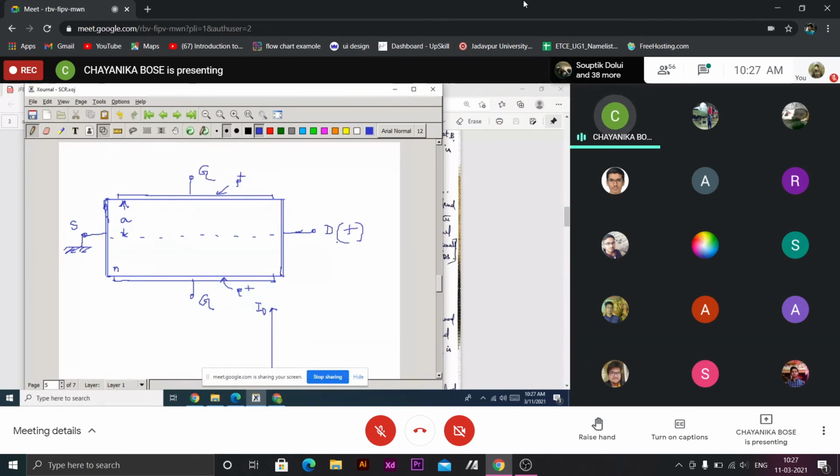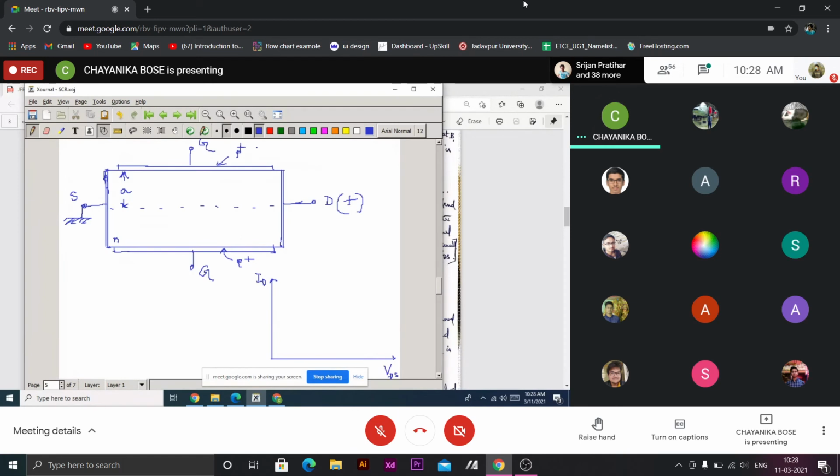As we increase VDS, the drain potential, the current will increase and we will get a linear relationship. As we apply VDS, the current will also increase, so it will be a straight line.